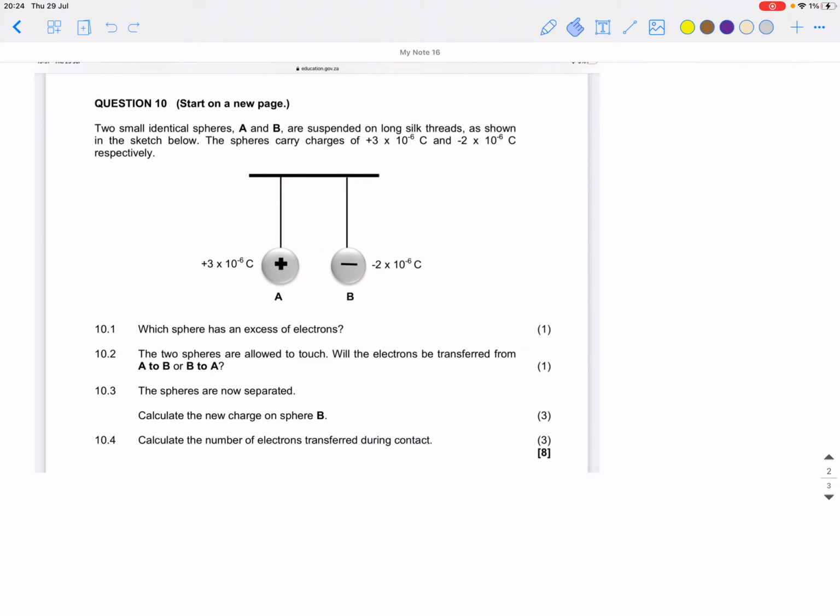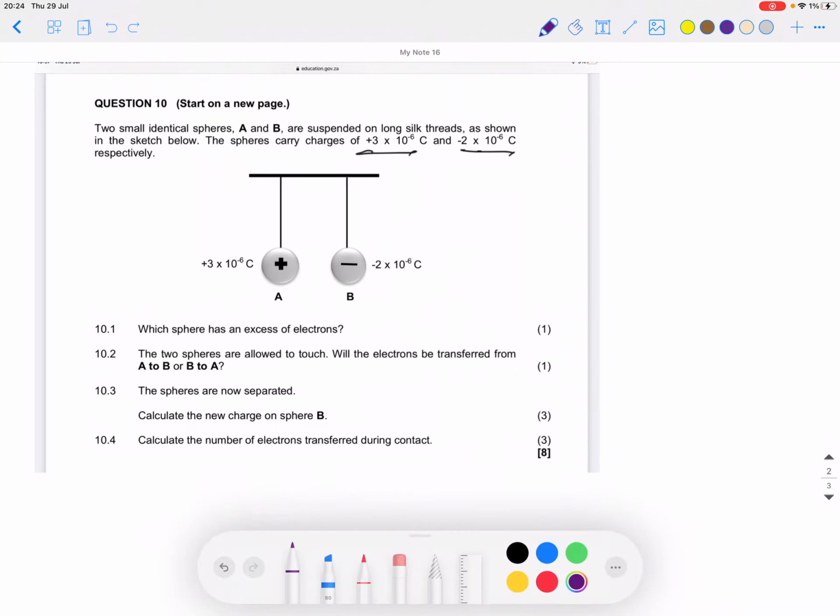Alright, here is another example. They say two small identical spheres A and B are suspended on a long silk thread as shown in the sketch below. The sphere carries charges of this value and the other charge is that value. Then they say which sphere has an excess of electrons. So which one has an excess of electrons?